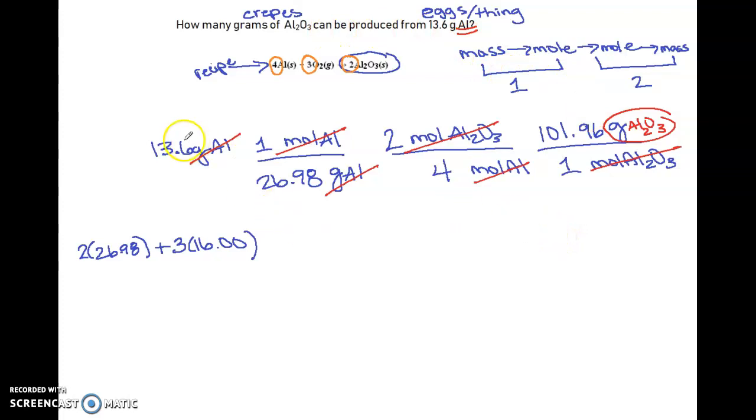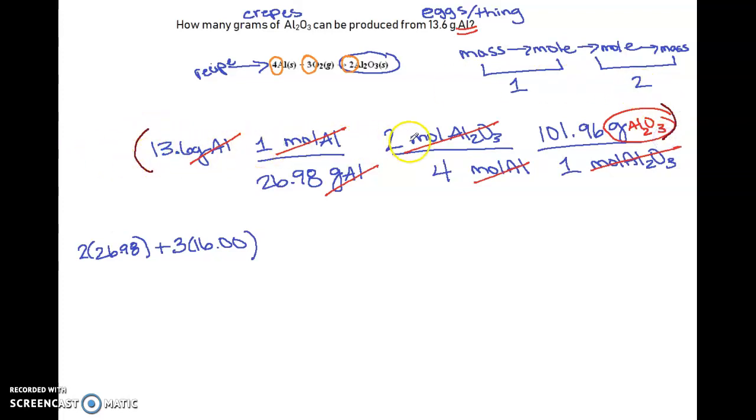And that's what the equation is about: how many grams of aluminum oxide can be produced. So then the next step is to do the math, put it into your calculator, and you can do that in various ways. You can do 13.6 times 2 times 101.96 and then hit equals, and then divide by this and hit equals, and divide by 4 and hit equals. You can put it in all at once, but you usually have to make sure you put in parentheses.